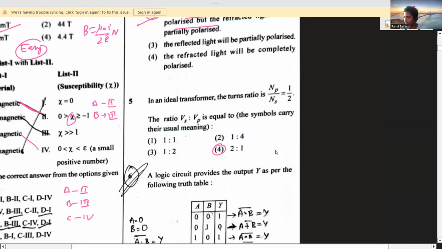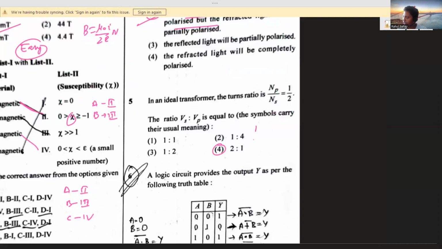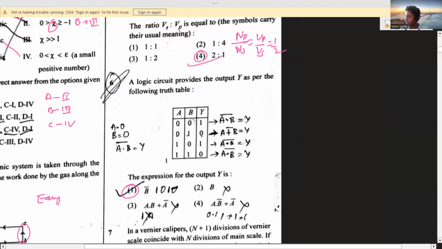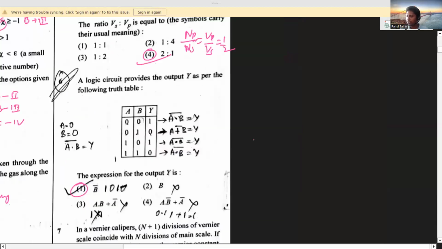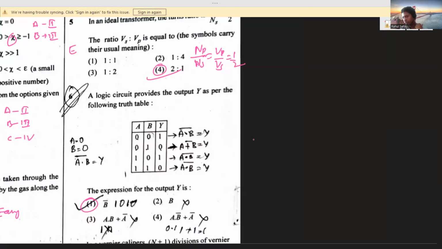Again, fifth one, the transformer. NP by NS, we know NS by NP is equal to VS by VP. VP by VS is what? 1 by 2. They're asking VS by VP, so 2 is to 1. This is also easy. So out of 5 questions, all 5 are easy, but you need concentration while writing the exam and read all the lines slowly.